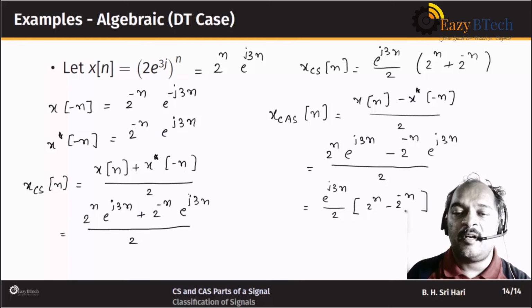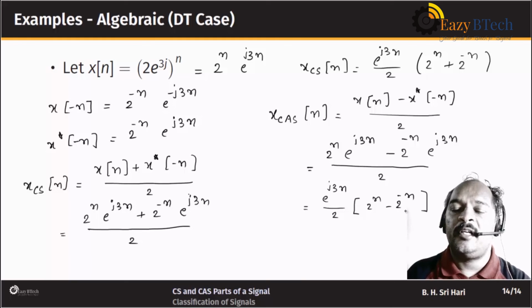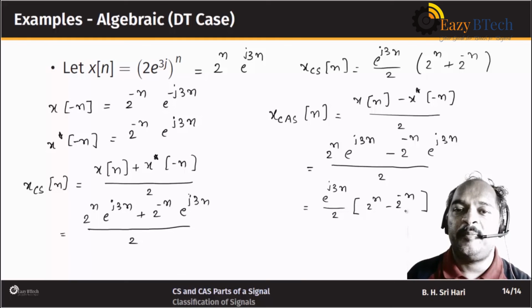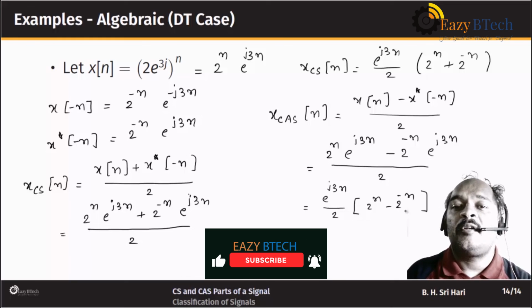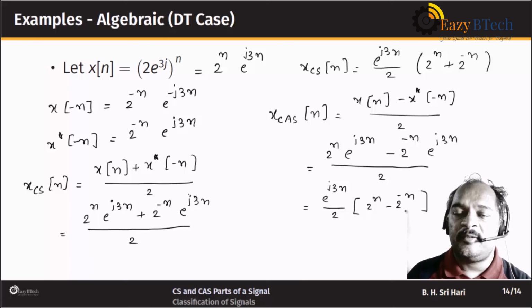With that we conclude this classification of signals, which is conjugate symmetric and conjugate antisymmetric signals, and also conjugate symmetric and conjugate antisymmetric parts of a signal. Next classification we will see in the next video.